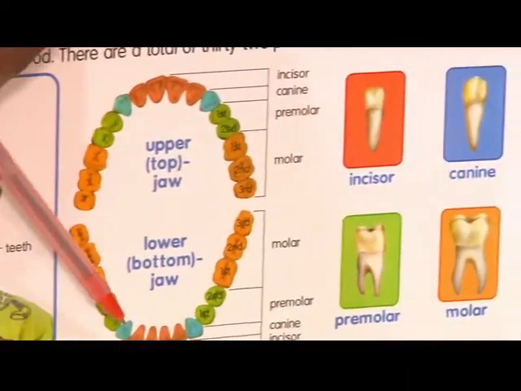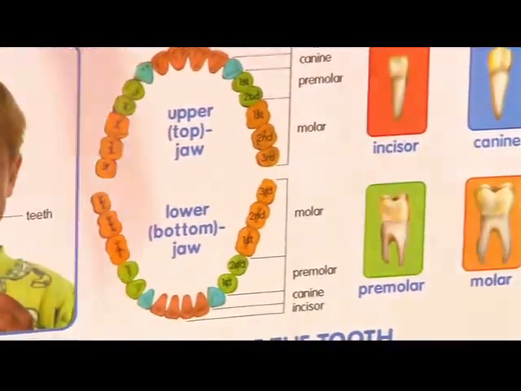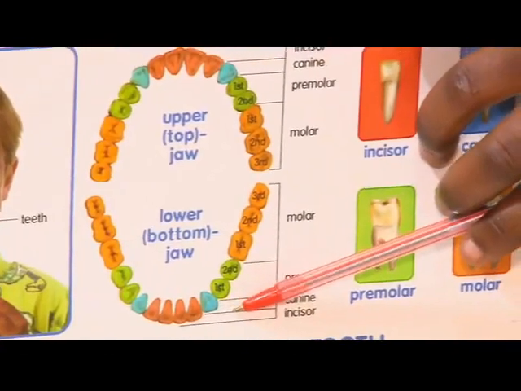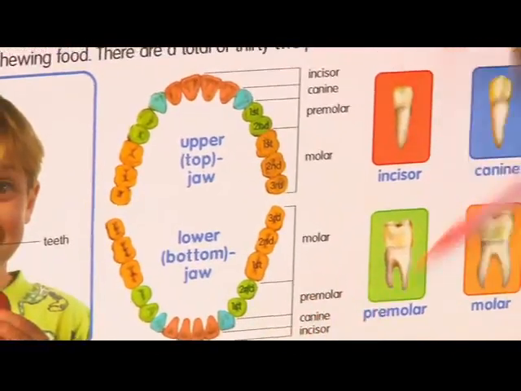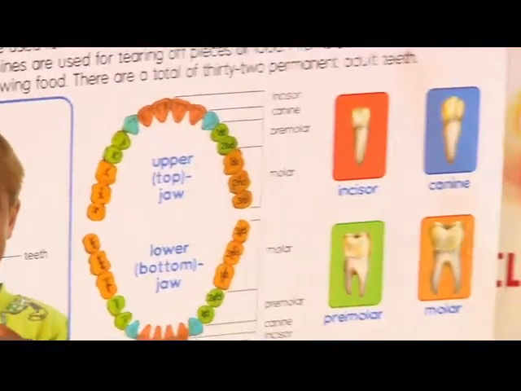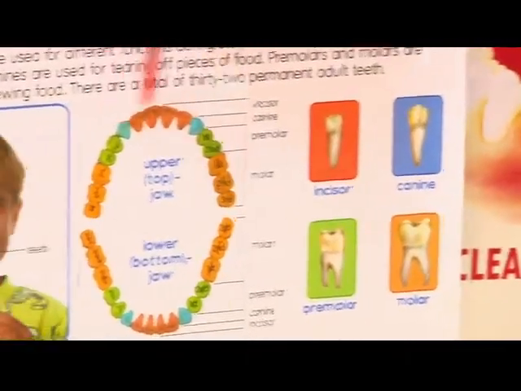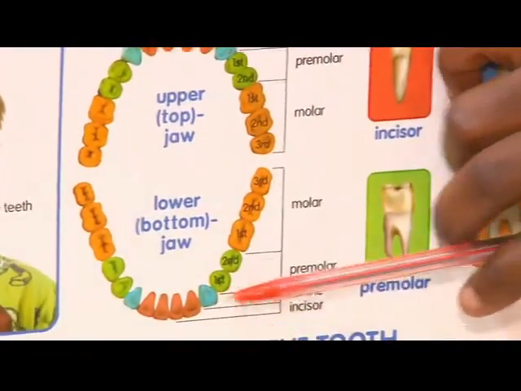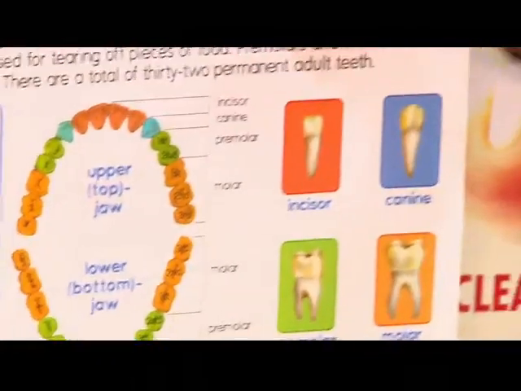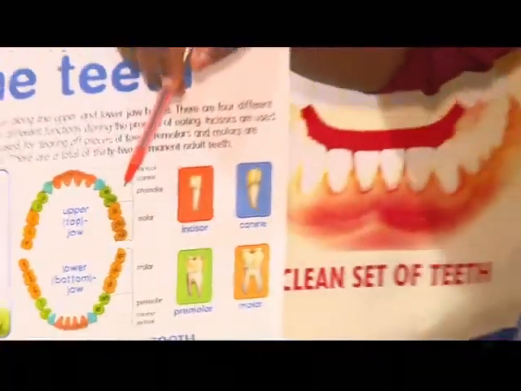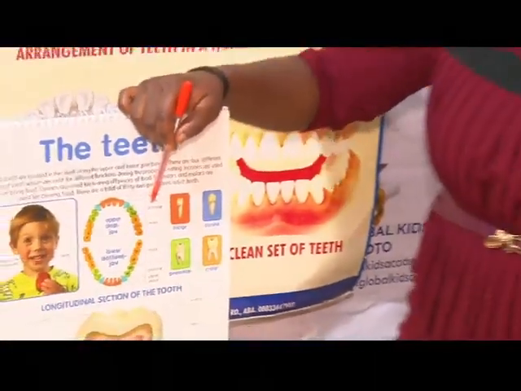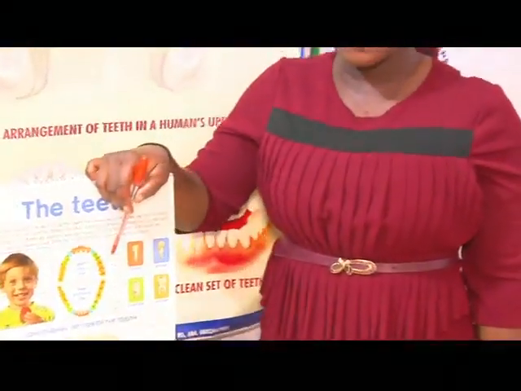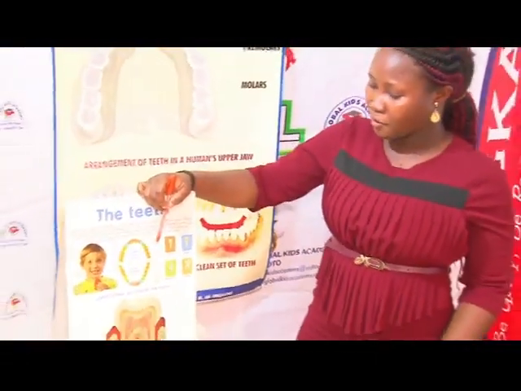Then for the lower jaw, we have 1 on the right hand side and 1 on the left hand side. By the time we count, we have 4. Now, pupils, please count with me. We have 1, 2, 3, 4, making it a total of 4 canines in the mouth. The canines are used for cutting and for tearing.